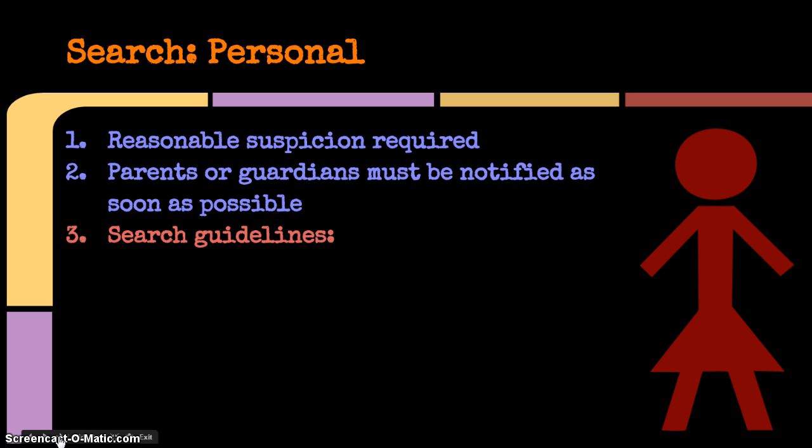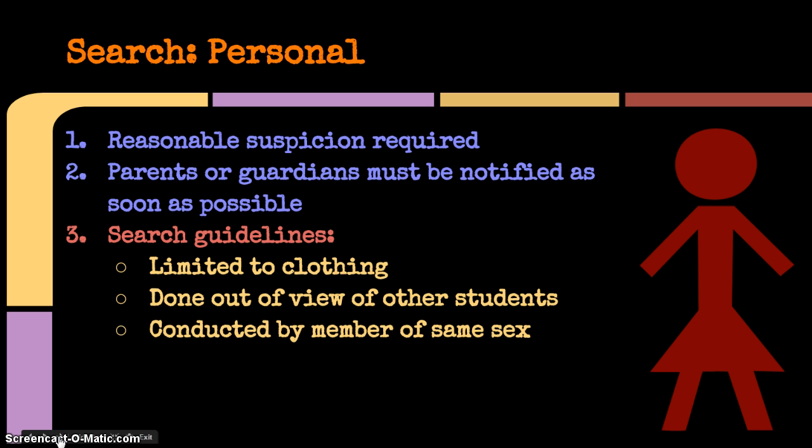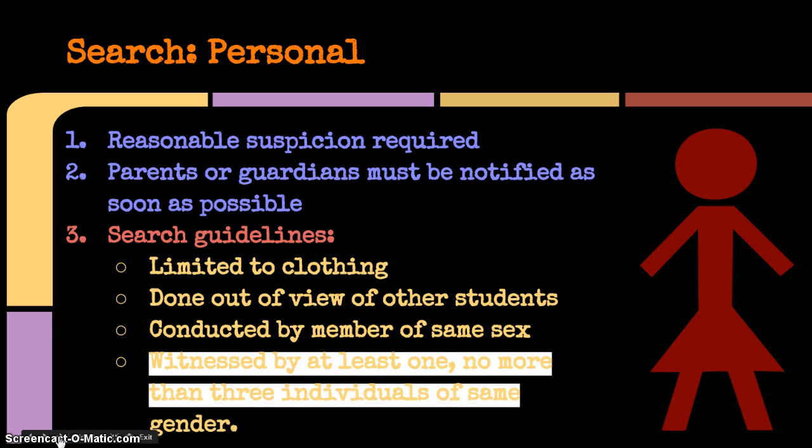And there are several guidelines in place for how to do that search. It's limited to clothing, just the external clothing items. It must be done out of view of other students, so as privately as possible. And it has to be conducted by a member of the same gender, so males with males, females with females, and it's got to be witnessed by at least one, but no more than 3 individuals of the same gender.